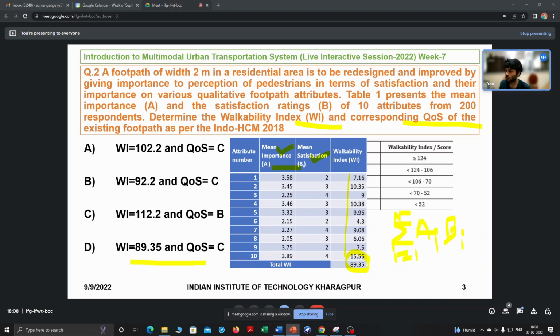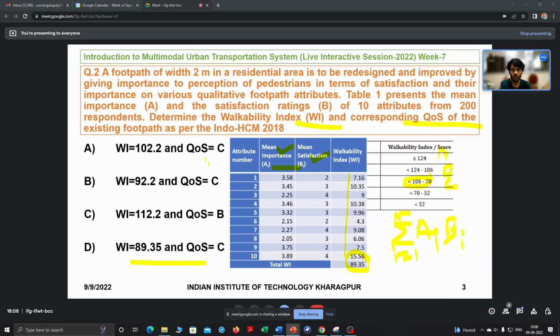And your quality of service from this is level of service A, quality of service B, and quality of service C, right? So I think it is very straightforward. So maybe I will go to the next one. I think you have also understood, right?